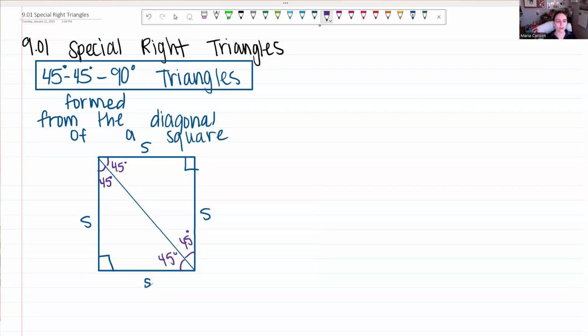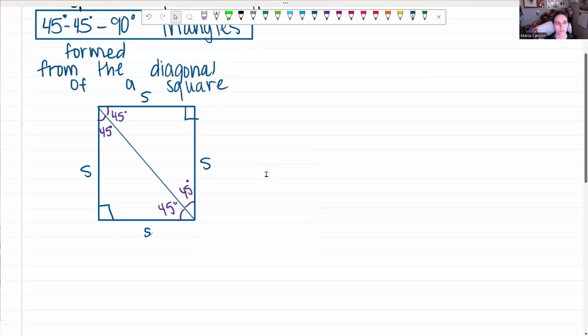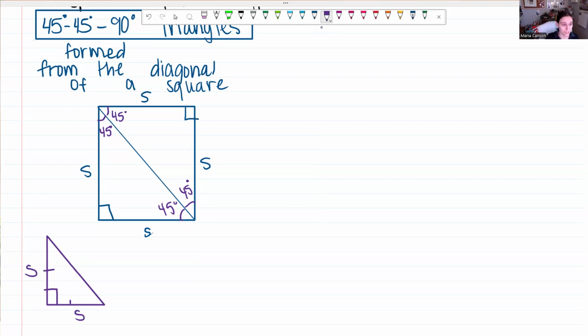So if I look at just one of these triangles, it is what we call a 45, 45, 90-degree triangle. So let me draw one of those separately. All right, so here's the right angle, and the side lengths are the same, which actually makes this an isosceles right triangle, because the two side lengths are the same. And that means the two opposite base angles are the same. And we know that's true because they're both 45.